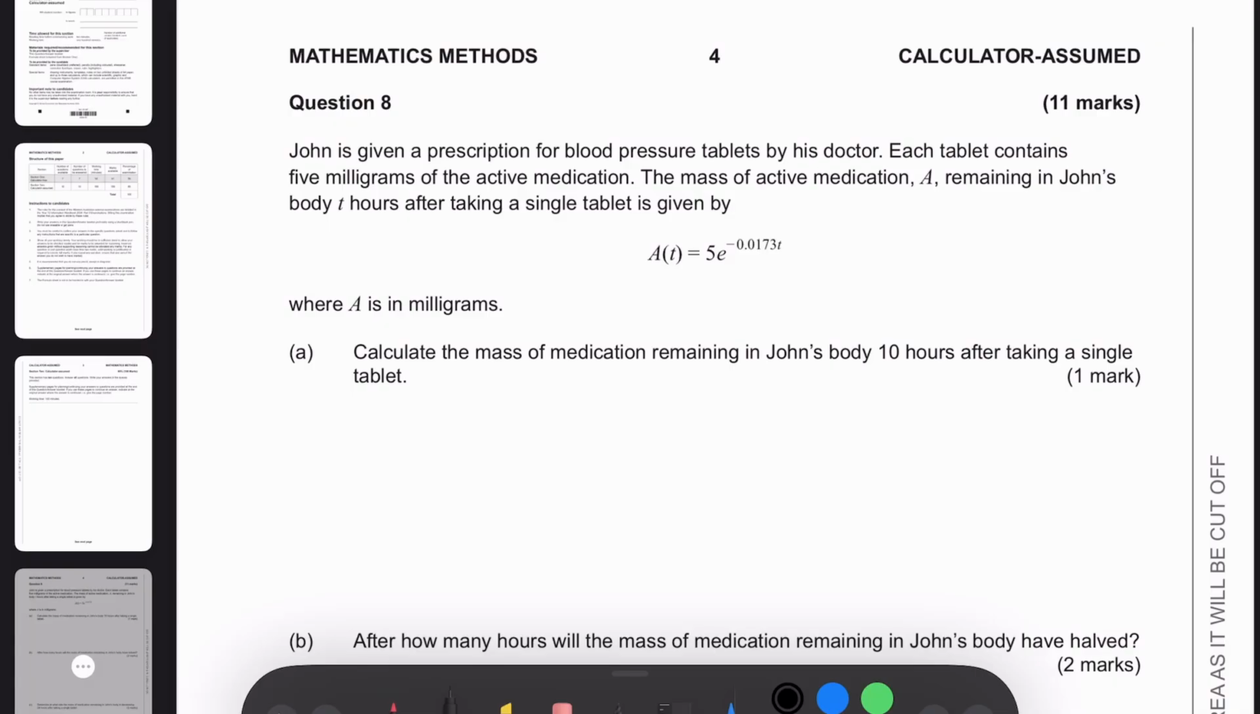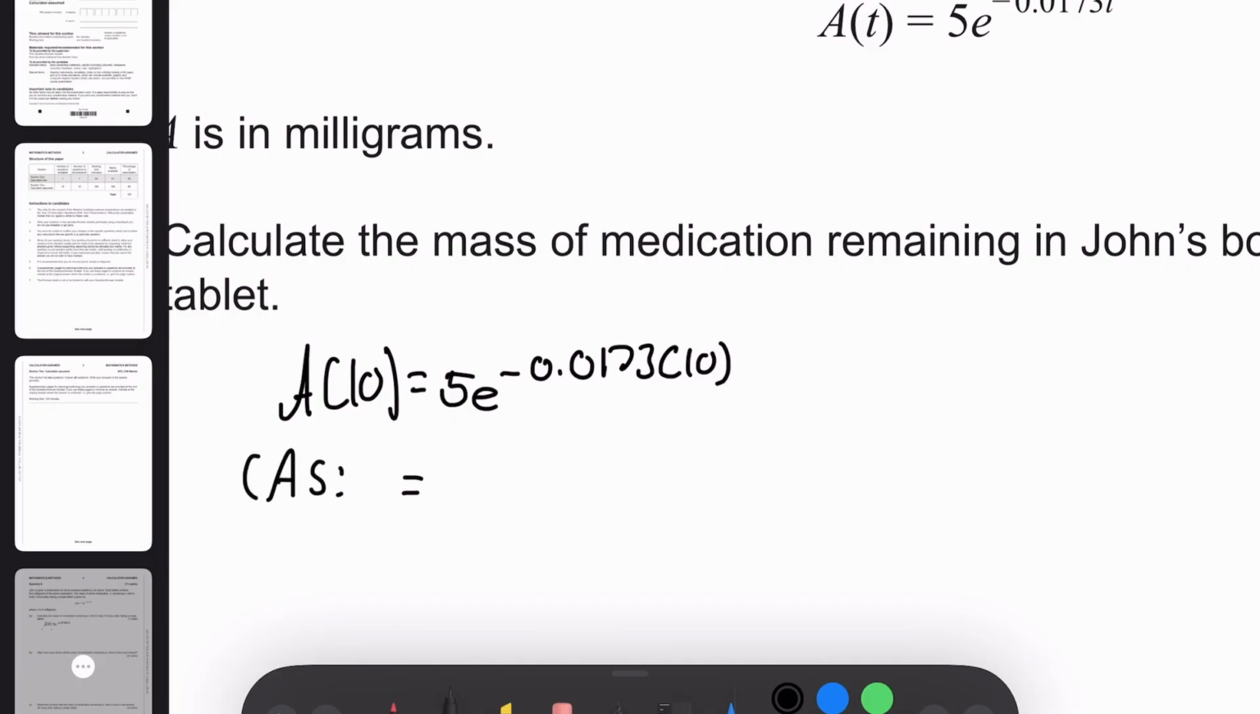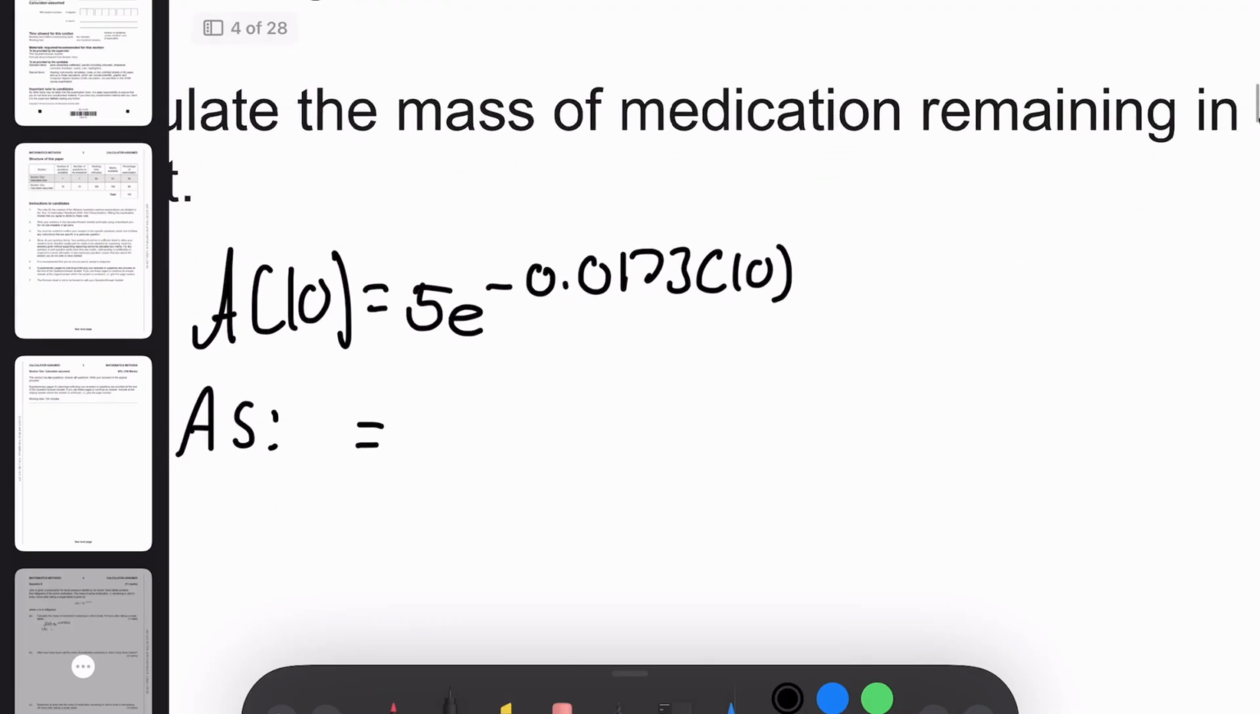So John is given a prescription for blood pressure tablets by his doctor. Each tablet contains 5 milligrams of the active medication. The mass of the active medication A remaining in John's body, t hours after taking a tablet, is given by this formula, where A is in milligrams. Calculate the mass of medication remaining in John's body 10 hours after taking a single tablet. So then all we need to do is just find A of 10, which is going to be 5e to the negative 0.0173 times 10. Then in CAS, this is going to be 4.21 milligrams.